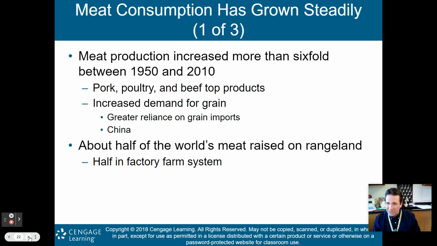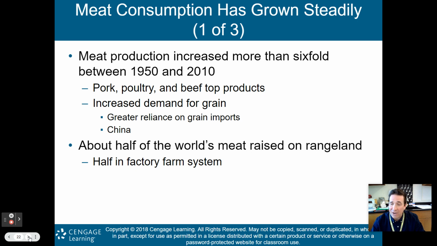All right, so that briefly talked about industrial agriculture. Now we're going to talk about industrialized meat production. Meat consumption has grown steadily between 1950 and 2010. Meat production has increased more than sixfold. Again, we're talking about pork, poultry, and beef products. Increased demand for grain, however, right? Because you've got to feed all of these animals: these pigs, these cows, these chickens. So now you have an increased demand for grain.